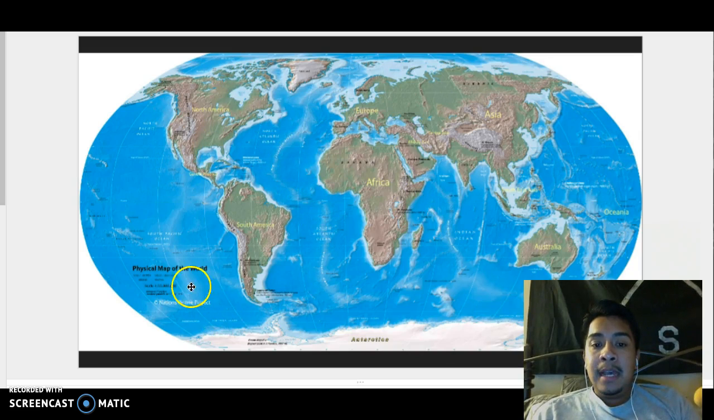You see the water, and it's labeled South Atlantic, North Atlantic, Pacific, and you also see the mountains. This brown right here is mountains. The green would obviously be forests and vegetation. You see the snow. So they're all physical features of what the Earth's surface looks like.